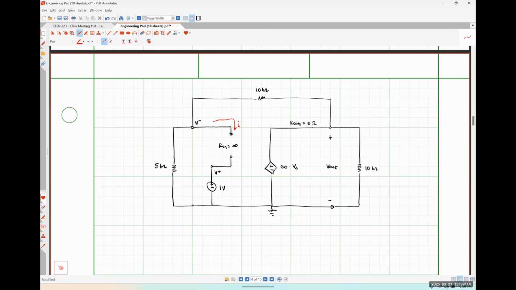So what's the current flowing into the input terminals of my op amp? 0, because there's an open circuit there, right? So this is literally where ideal op amp rule number 1 comes from. Okay. For my second ideal op amp rule, it's a little bit harder to sort out. Okay.